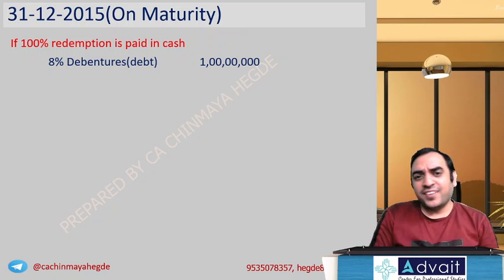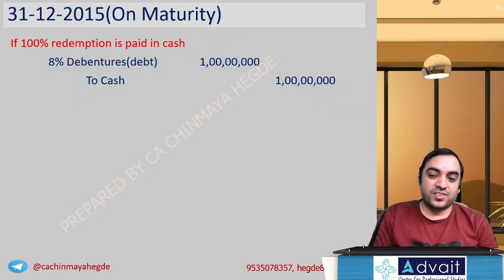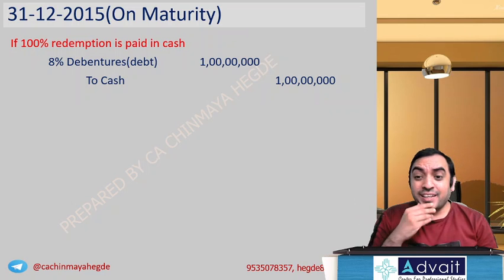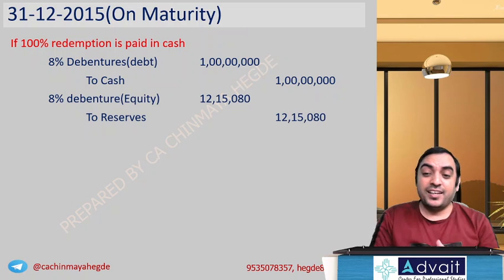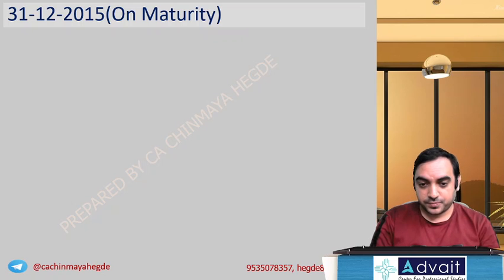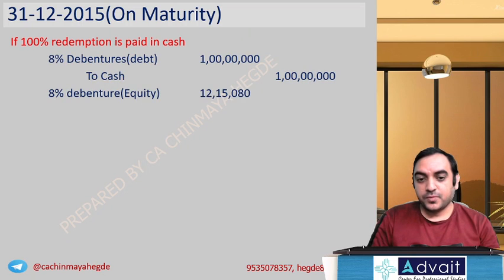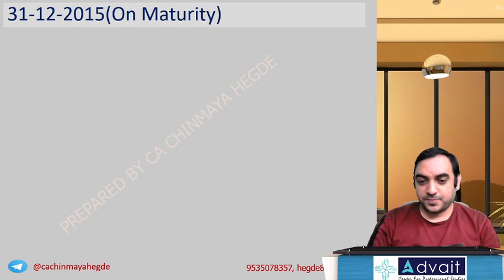Anyway, 1 crore we have in debt. To cash or to bank, 1 crore. Sir, what will happen to the equity? Now that becomes free reserves and that will be to other, we can say retained earnings. That will be transferred to retained earning.